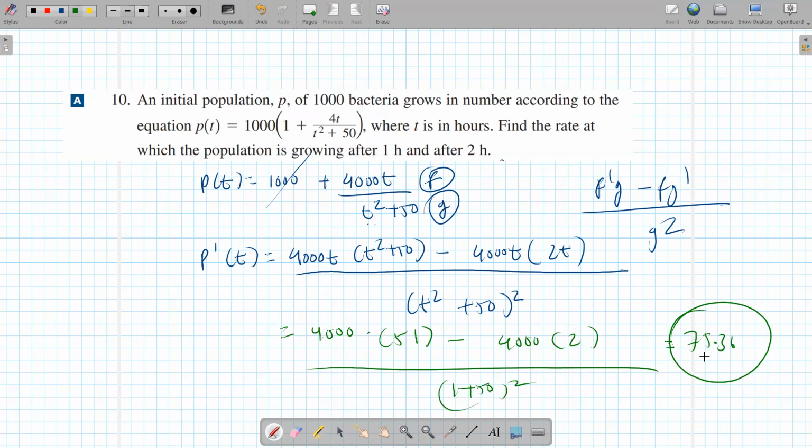Now, what does that actually mean? It means at 1 hour, they're growing. The rate of growth of the bacteria is 75.36 bacteria per hour. Okay? 75.36 bacteria per hour. They go pretty quickly, actually. I mean, it depends on the strains, but some bacteria can go 9-fold within the hour. Some of them take a little bit more time.